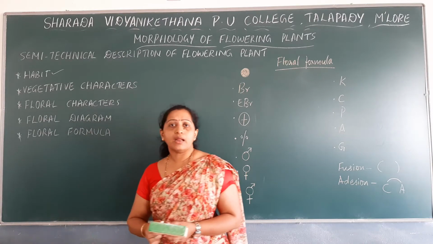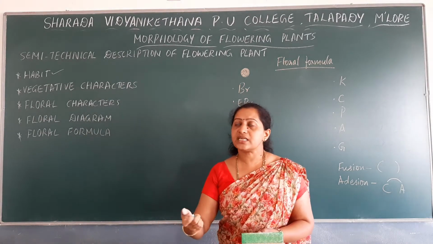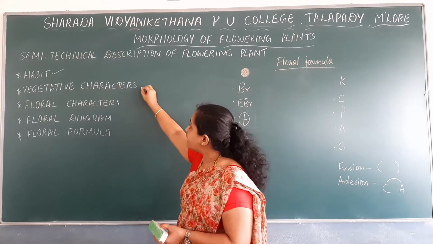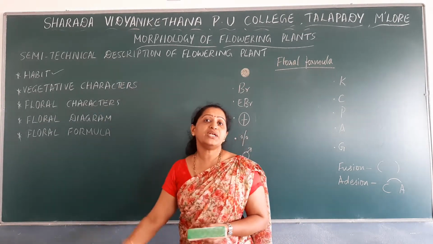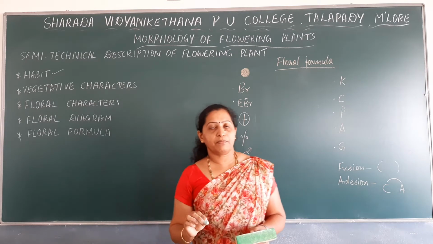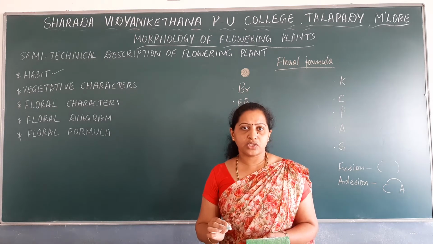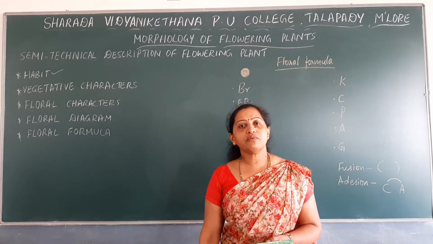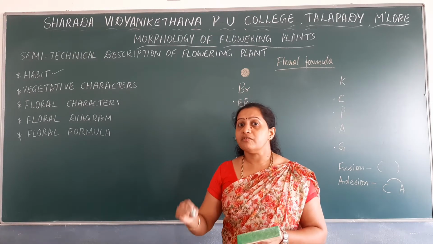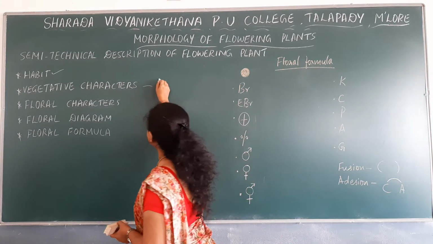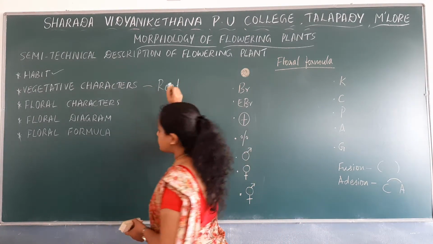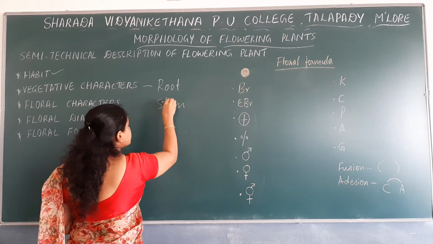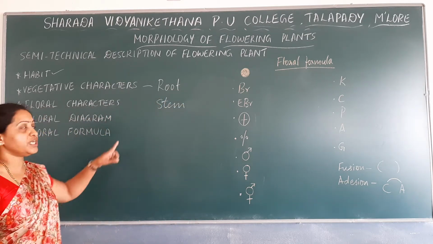After describing the habit of a flowering plant, we have to describe the vegetative characters of the plant. What are the vegetative characters? It is the description of the vegetative parts. What are the vegetative parts of a flowering plant? The vegetative parts are root and stem. These are the vegetative parts.